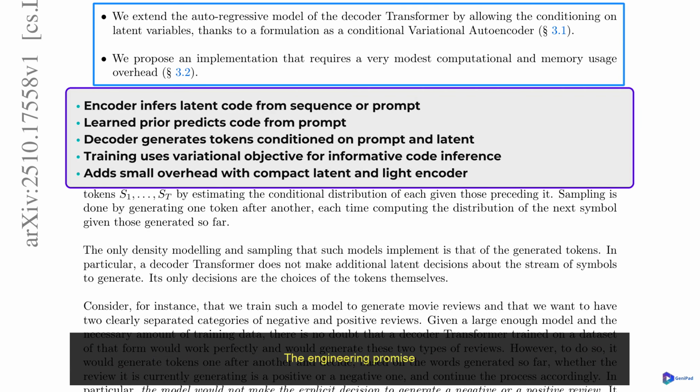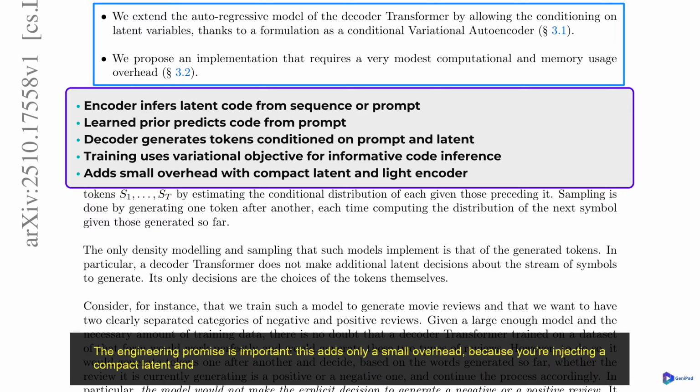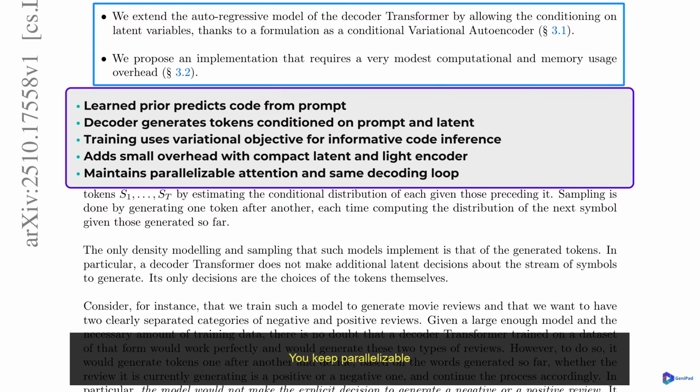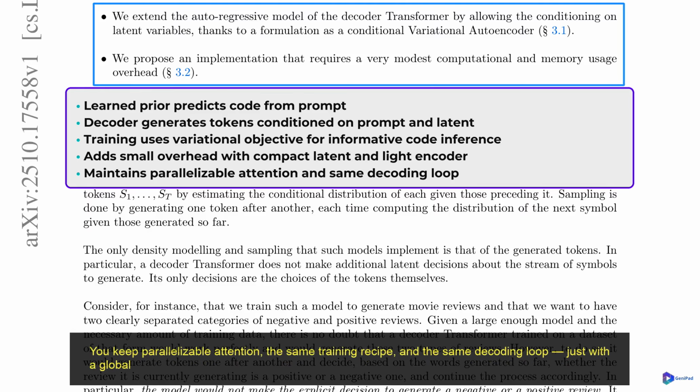The engineering promise is important. This adds only a small overhead because you're injecting a compact latent and a light encoder/prior, not rebuilding the model. You keep parallelizable attention, the same training recipe, and the same decoding loop, just with a global steering signal added.